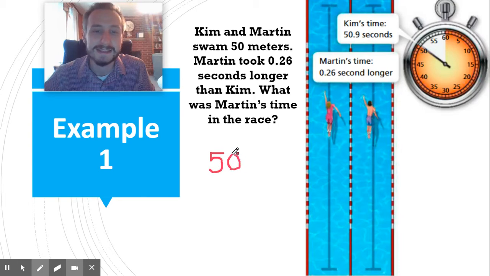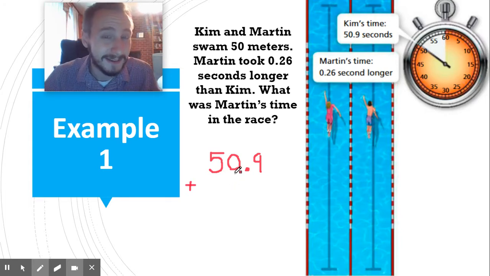Try to make it nice and spaced out as even as you can. Try not to jumble up the numbers too much. So we have 50.9, and it says Martin's time was 0.26 seconds longer. So we want to add 0.26 seconds to Kim's time. Now pay attention to this. When you're adding and subtracting with decimals, you want to line up your decimals always. Okay, that way it's nice and even and your place values are lined up correctly.